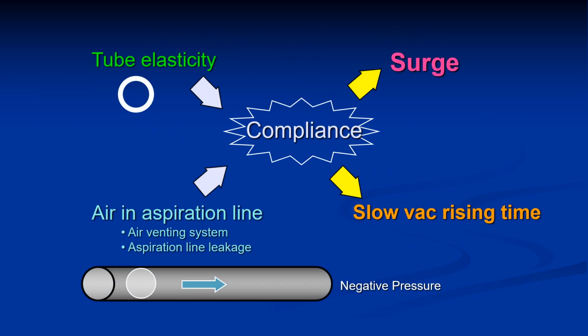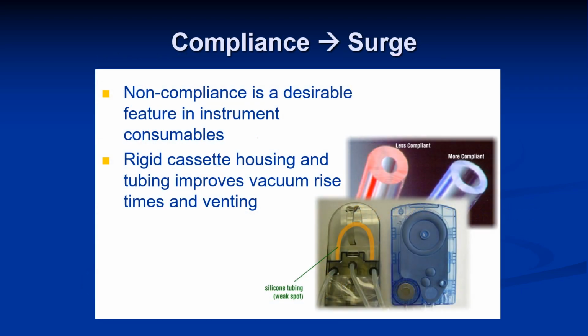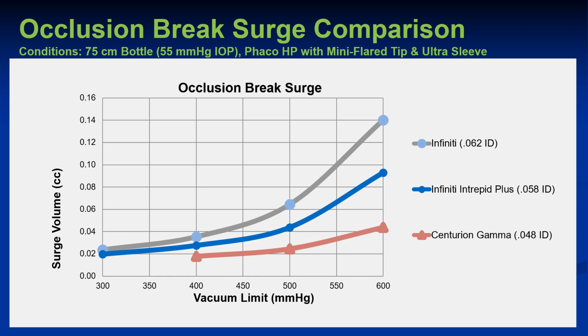Compliance in the aspiration system may be caused by tube elasticity, and air in the aspiration line, which lead to surge and slow vac rising time. To reduce compliance, newly designed system has thicker aspiration line and more rigid cassette. Occlusion break surge of new systems improved when compared to older system, due to improvement in tubing, cassette, and venting system.